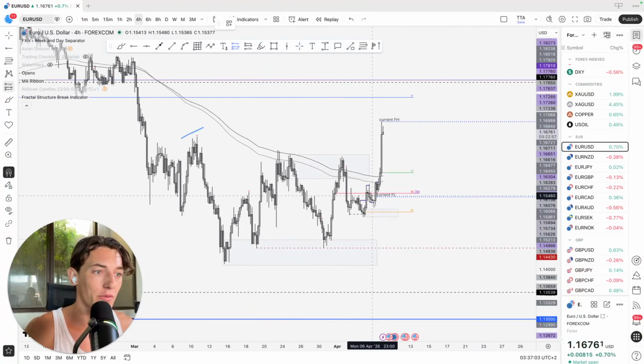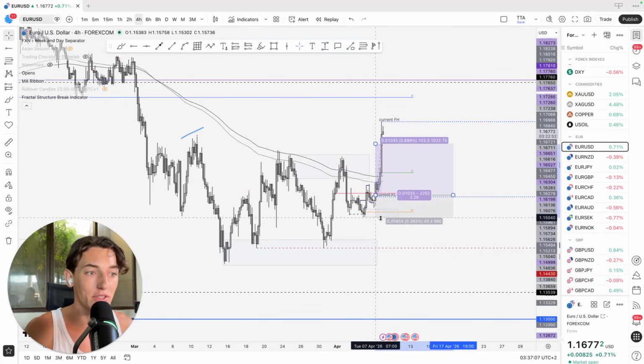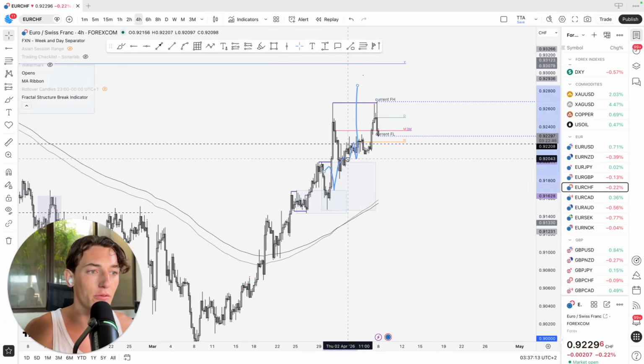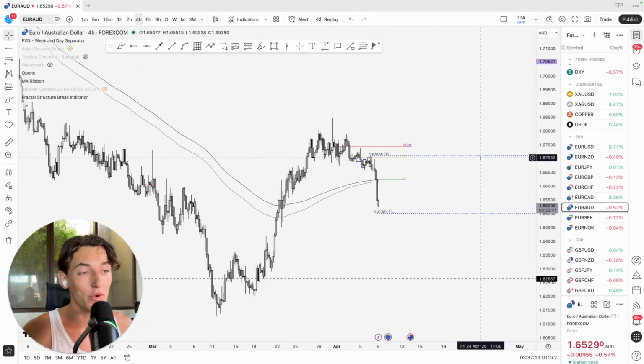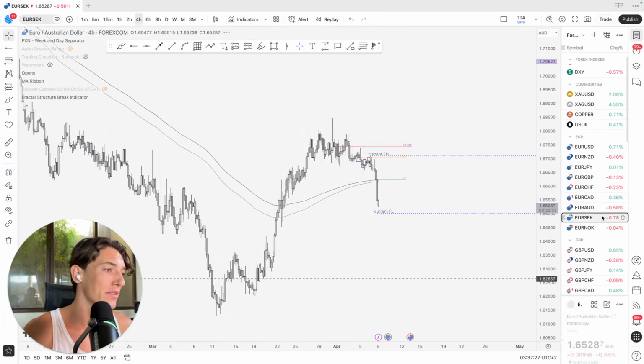I know some of the community members got in after this 4-hour fractal break, either with a tight stop or with a short stop. Euro Swiss, of course, we discussed this last week. Further longs, beautiful plays. Euro AUD, no-brainer. AUD being the stronger pair, clear winner here. We had some consolidation, but now we had the relief.